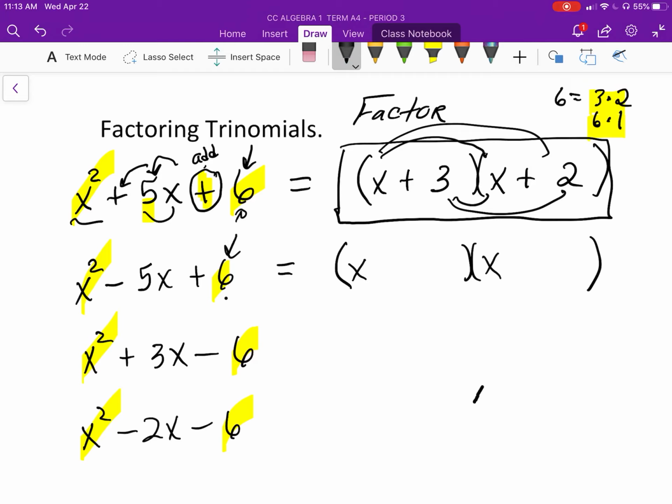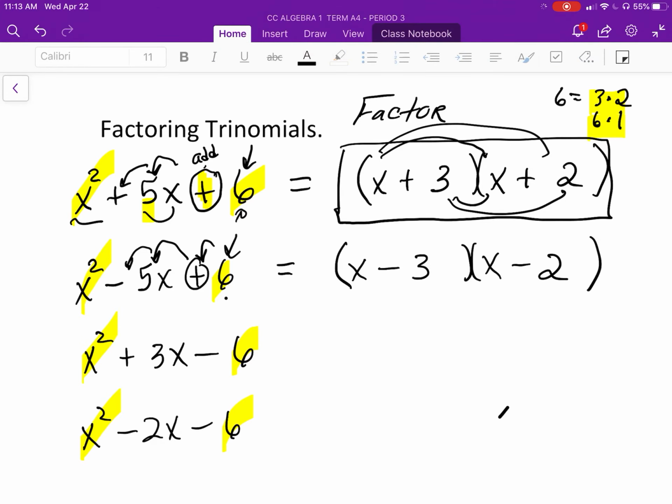We're looking at 6. We're adding. But now we're adding to 5, but it has to add up to negative 5. So again, the numbers that add up to 5 are 3 and 2, but to make them add up to negative 5, we're going to have to do something with the signs. So we're going to have to add up negative 3 and negative 2.